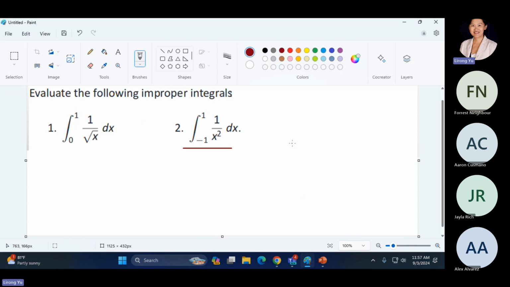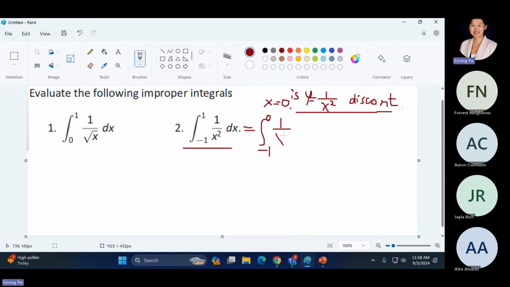So number one thing is we have to write it into 2 separate integrations. We know that x equal to 0 would cause a problem. Right, it's a discontinuity for y equals 1 over x squared. So 0, let's say, is this function's discontinuity. This function is discontinuous at x equals 0. So what we're gonna do is integrate from -1 to 0, 1 over x squared dx, plus we're gonna integrate from 0 to 1.